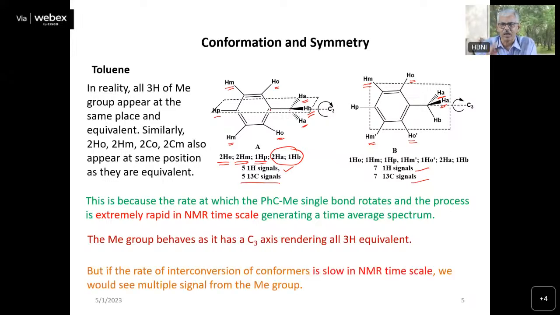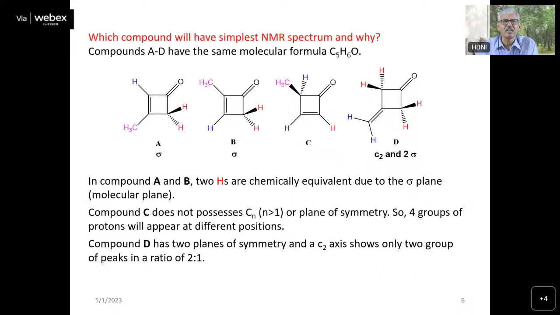So that way, as I told you, if it is slow on the NMR time scale, you will see that the methyl protons are not coming at the same position. Okay. Now let us see. This is a simple molecule with molecular formula C5H6O, and they are all cyclobutanone derivatives. Now, can you tell which compound will have the simplest NMR? So you have to see the symmetry of these molecules.